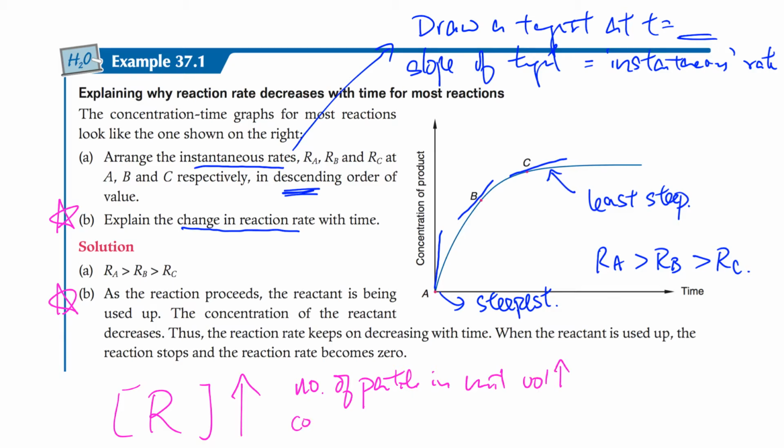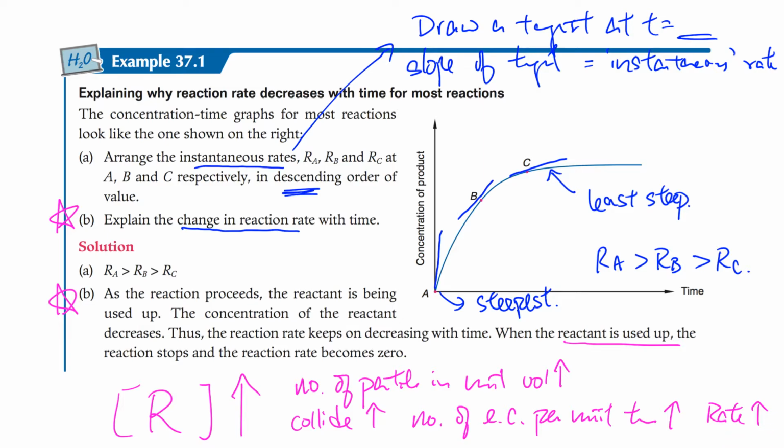And if it's like this, the collisions will increase, and the number of effective collisions per unit time will also increase. That's why the rate is higher at the beginning. But as time goes by, what happens? The concentration of the reactants will be decreasing, and finally the reactant will be used up. So when the concentration drops, the number of particles goes down, collisions go down, the number of effective collisions also goes down. Therefore, the rate will be decreasing.